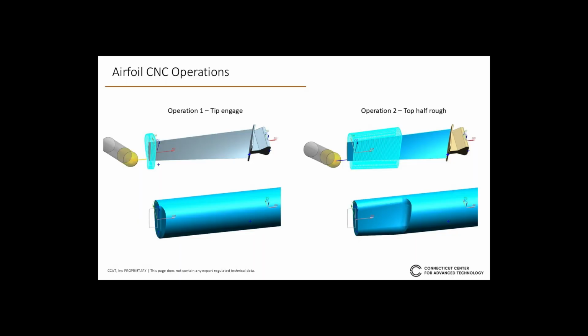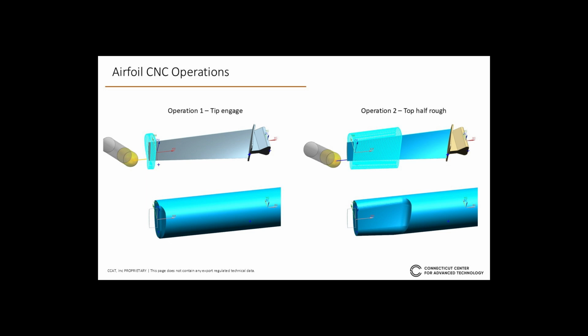For the CNC operations, we have several. The first one really is a roughing operation for the tip, and it's really just to very lightly engage into the stock material from the tip inwards. Then we go into roughing the top half of the blade.